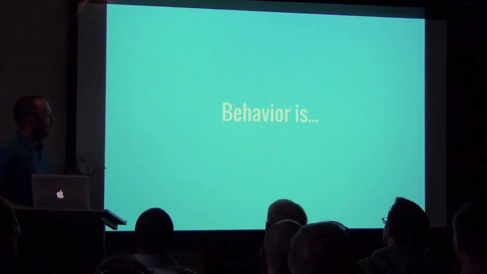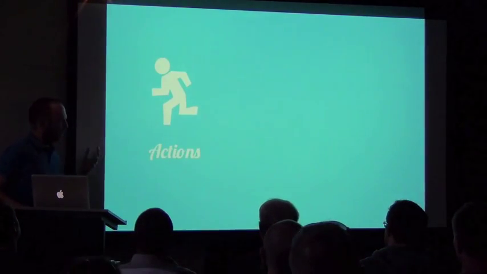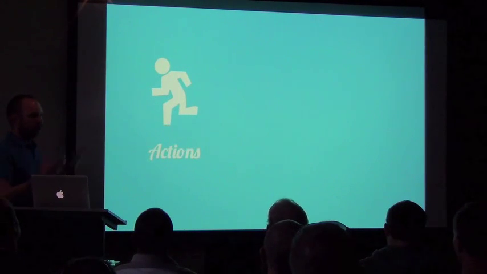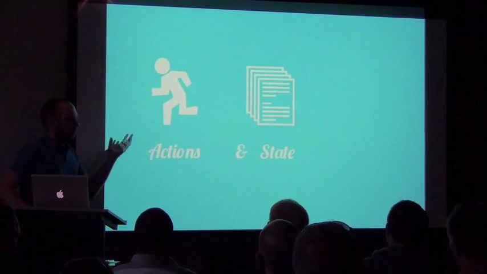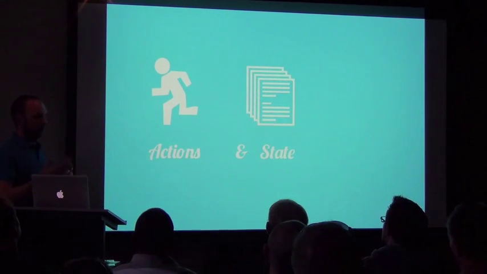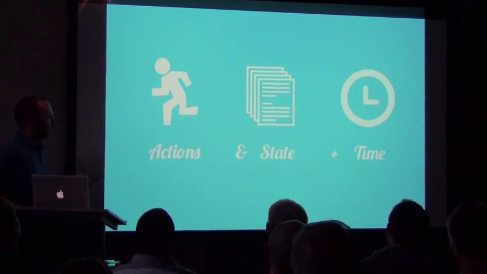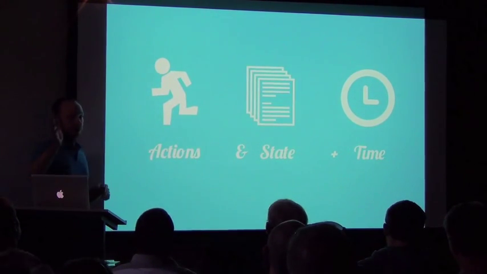So the question is really, what is behavior? We can see that behavior has to do with actions, what people do. But it's not just actions. You want to combine that with the state, like the actual properties of your users or whatever you're tracking, and you might want to split by some kind of demographic. And then finally, you want to understand how this relates over time: people that come at this point in time, what they do later on.